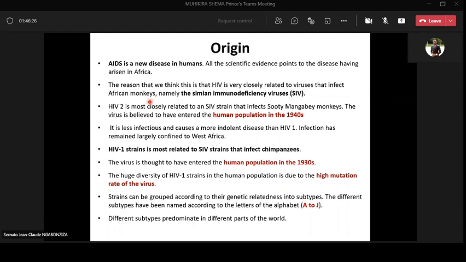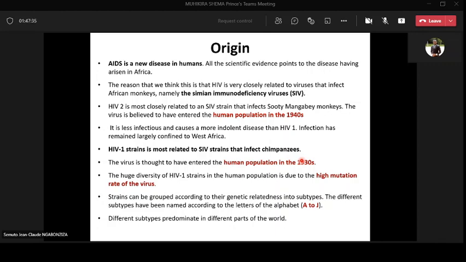This is because there are primates that get infected with two types of a similar virus, simian immunodeficiency viruses, very closely related to HIV-1 and HIV-2, and these primates are found only in Africa. For example, HIV-2 is closely related to the SIV strain that affects a kind of monkey, while the HIV-1 strain is most related to the SIV strain that affects chimpanzees. So it is thought that SIV crossed the species barrier and infected humans in some unknown way, similarly for HIV-2.